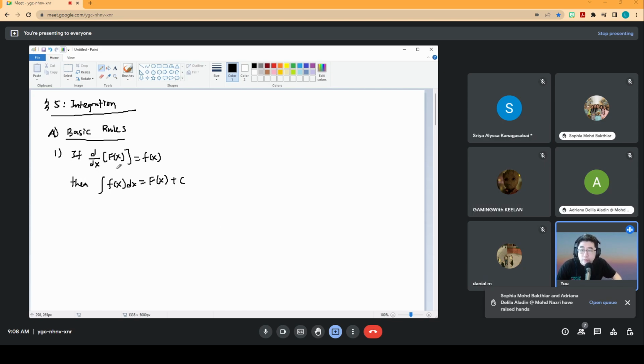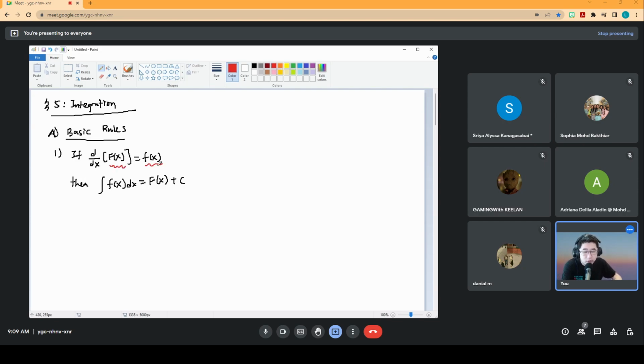As you can see from the first rule, integration is the reverse relationship of differentiation. Whatever happened to F(x) goes to the small letter f. If you reverse the process, it gives you F(x) with an additional plus c at the back. Then number 2: if d/dx of capital F equals f(x), then the integral from a to b of f(x) dx will give you F(b) minus F(a). This is the definition.